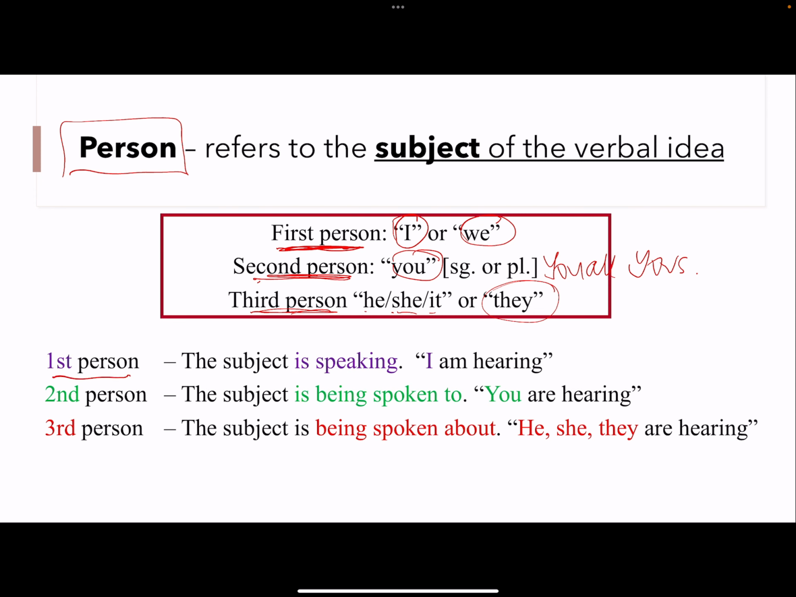First person, the subject is speaking. I am hearing. We are hearing. In second person, the subject is being spoken to. You are hearing. In third person, the subject is being spoken about. He, she, it, or they are hearing. So first person, the subject is speaking: I am hearing. Second person, the subject is being spoken to: you are hearing. Third person, the subject is being spoken about: he, she, it, or they are hearing.